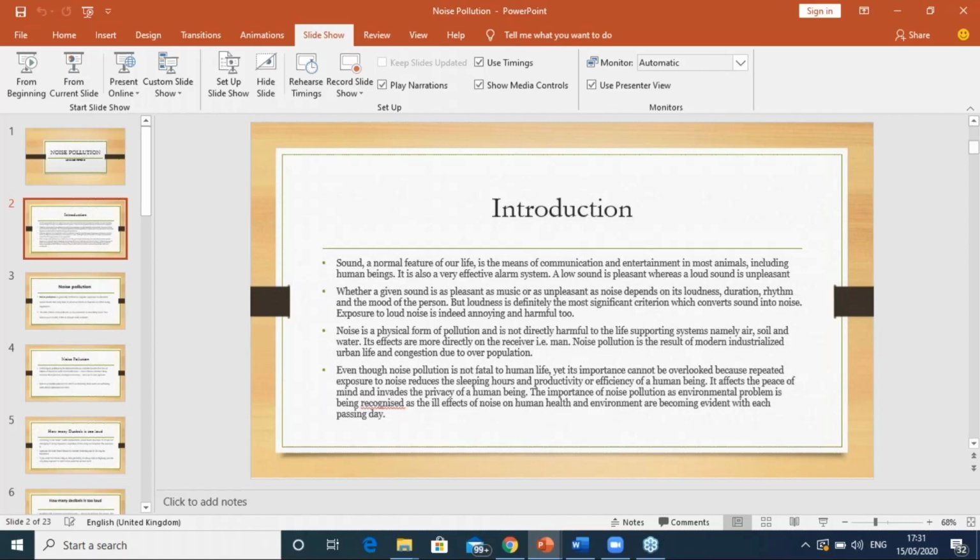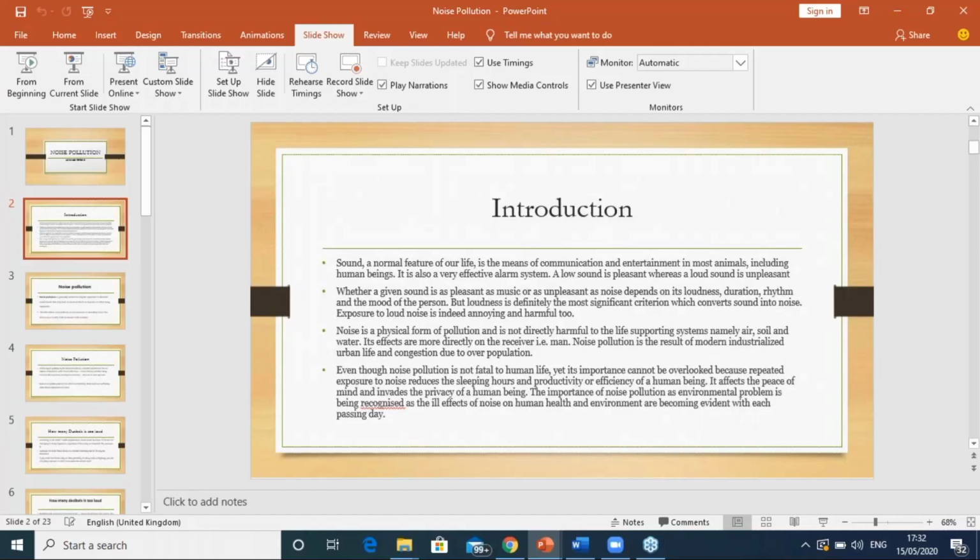Now noise is a physical form of pollution, because we know that we're looking at pollution. It's actually a physical form of pollution and is directly harmful to the life supporting system, which we're also going to be looking at. Even though noise pollution is not fatal to human life, yet its importance cannot be overlooked, because repeated exposure to noise reduces the sleeping hours. Imagine, it can cause headache, it can disturb the rhythm of your sleep, and a lot of things. Even if it's proven that it's not fatal.